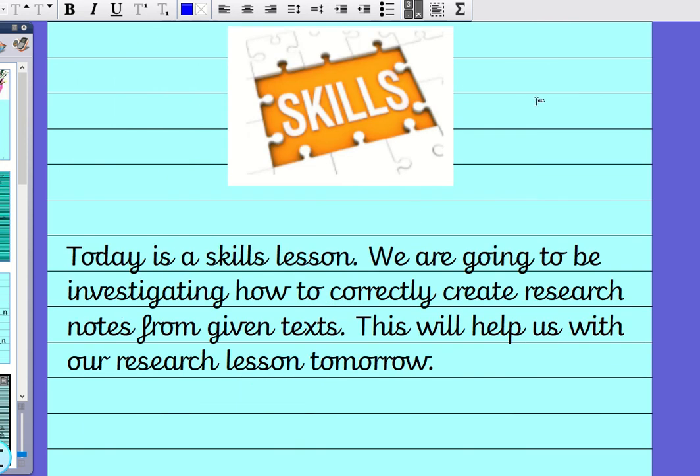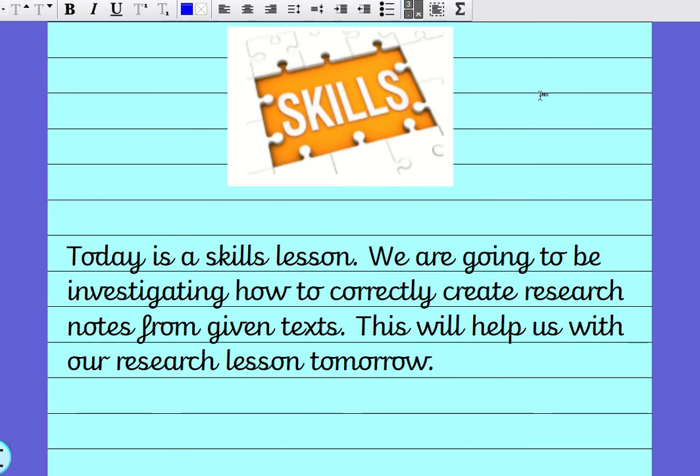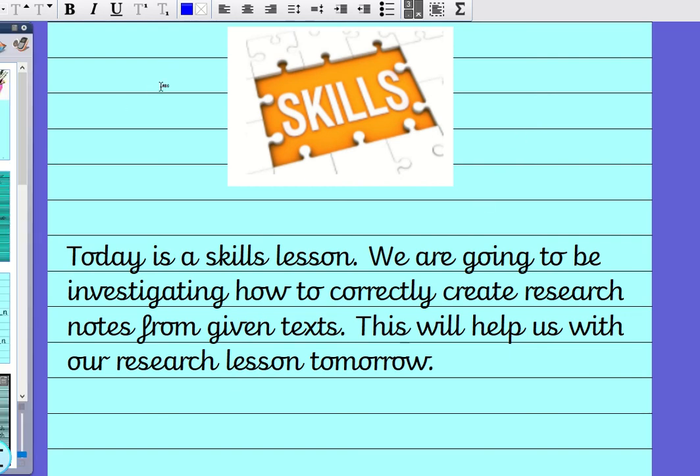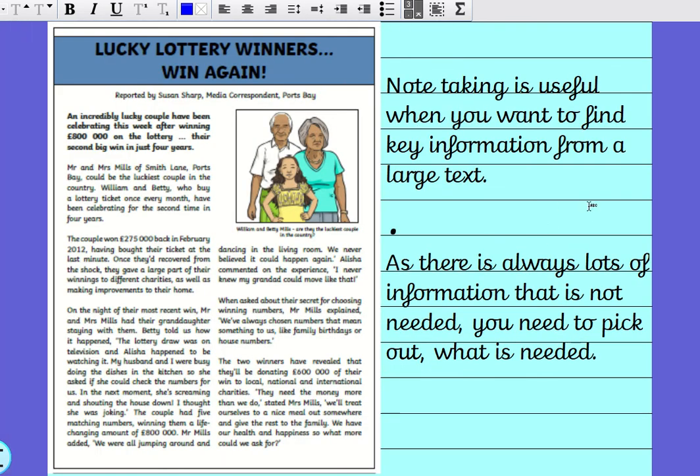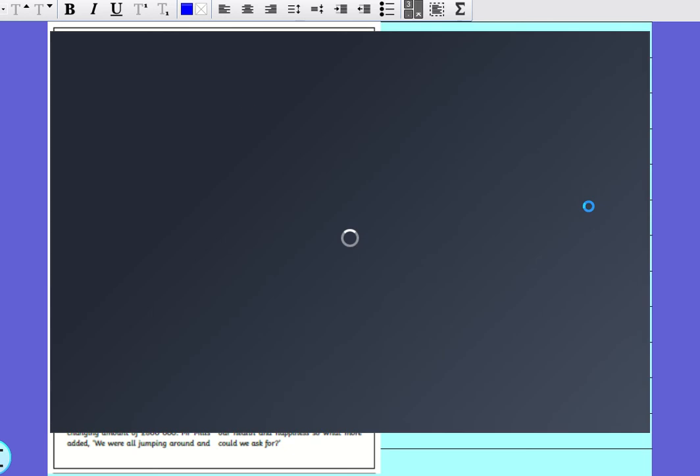So today is a skills lesson, and we all know a skills lesson is something new or where we revisit something we haven't done for a while. And today we're going to be investigating how to correctly create research notes from given texts. This will help us with our research for our lesson tomorrow. Okay, so note taking is useful when you want to find key information from a large text. As there is always lots of information that is not needed, you need to pick out exactly what you do need.